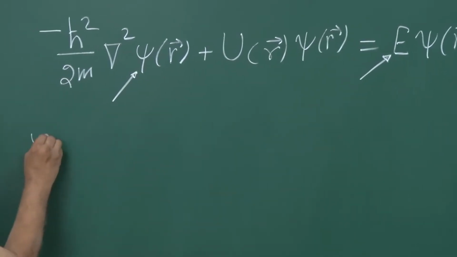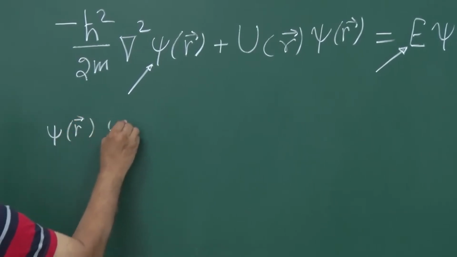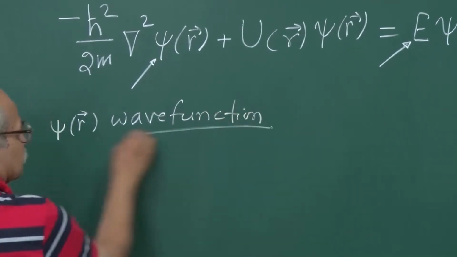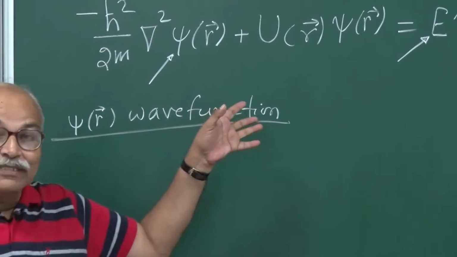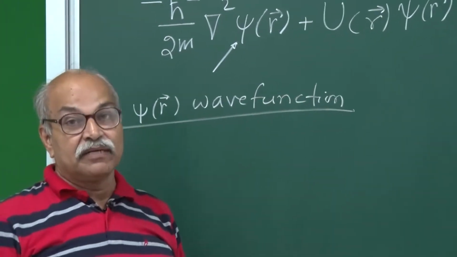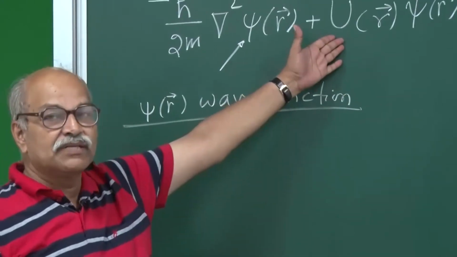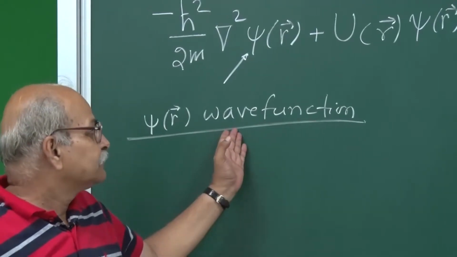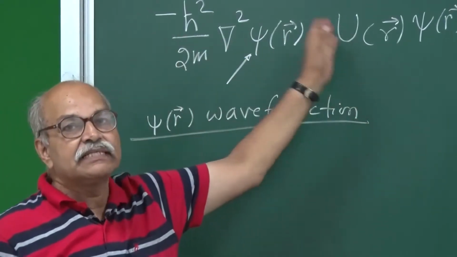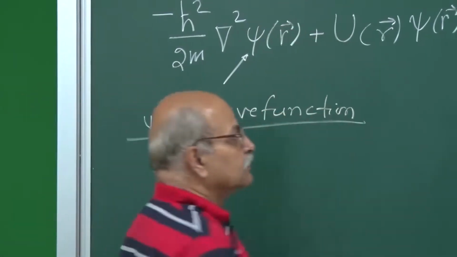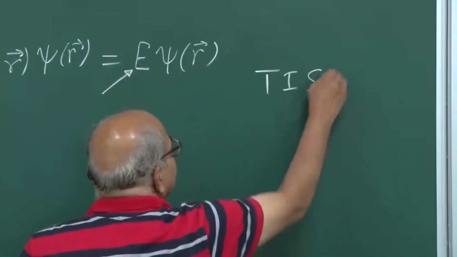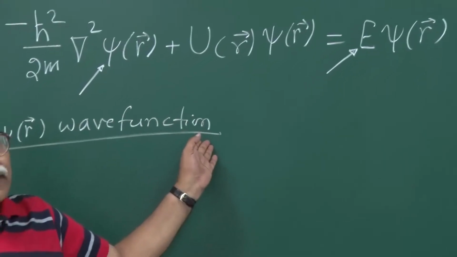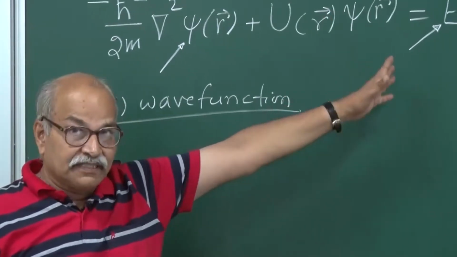This psi r, which is known as wave function, it's supposed to contain all the information about that particle which is subjected to this potential, and everything about it is contained in this wave function. If it is solution of this equation, which is known as time independent Schrodinger equation, then this corresponds to a stationary state in which the energy is definite.